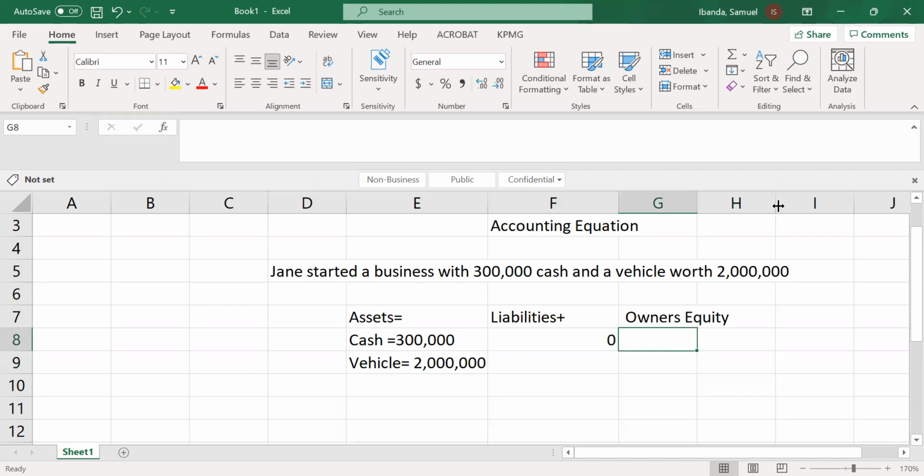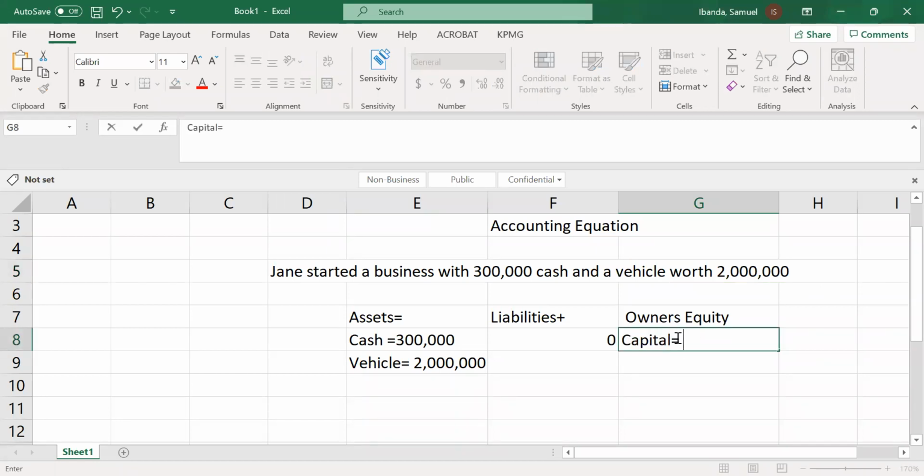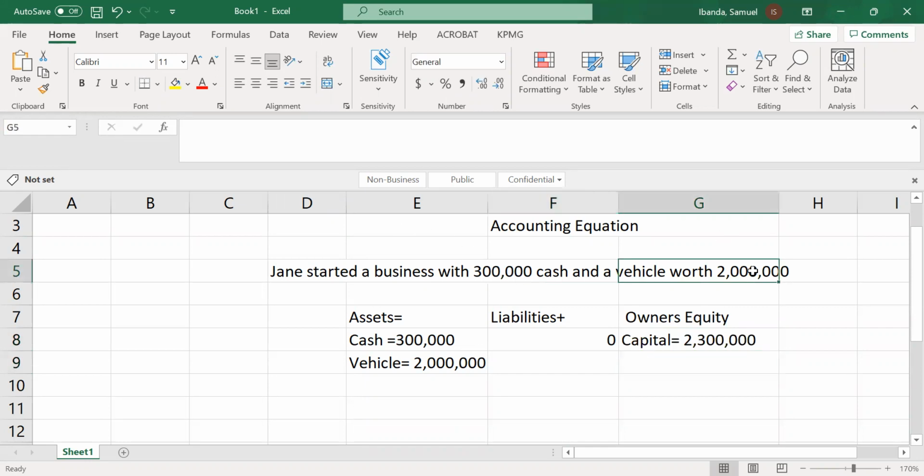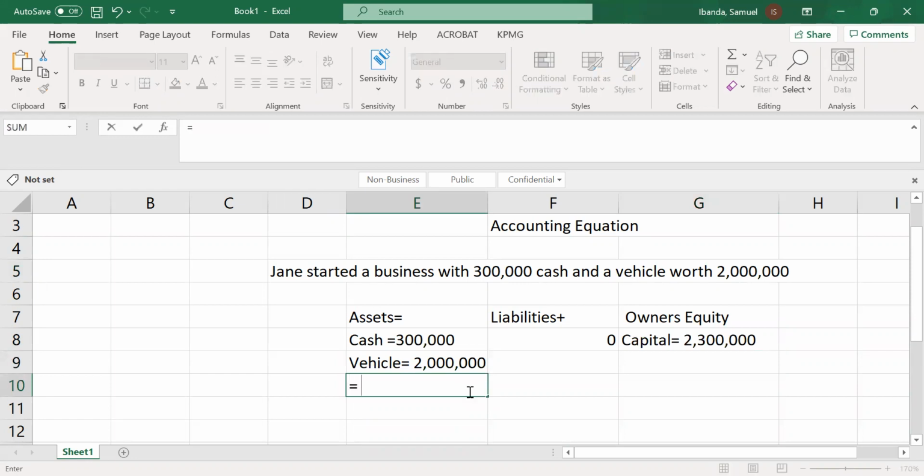Now, under owner's equity, we record only aspects of the owner's contribution to the business, or transactions that are between the owner and the business. So for this transaction specifically, we have Jen starting a business with 300,000 in cash and a vehicle worth 2 million. In total, Jen is starting a business with capital worth 2.3 million, which is the summation of the 300,000 and the 2 million.